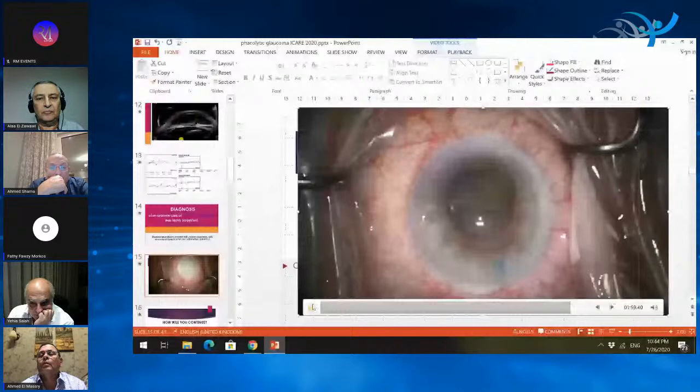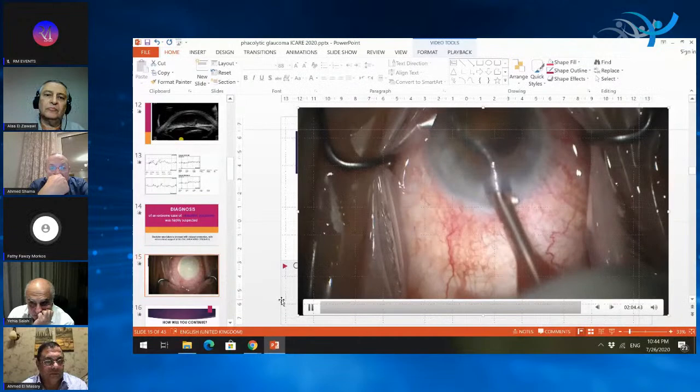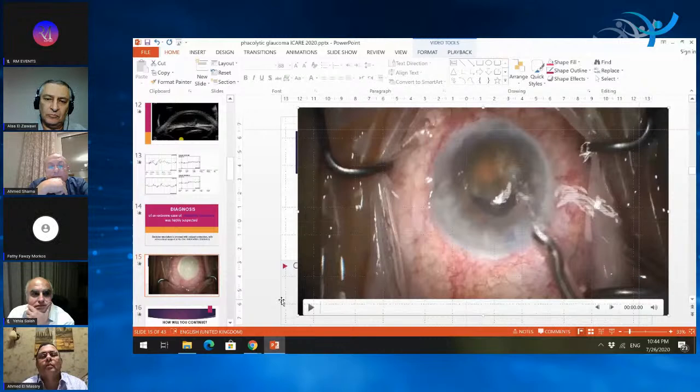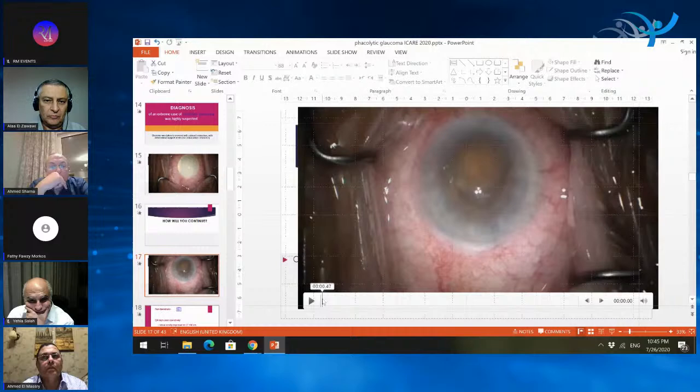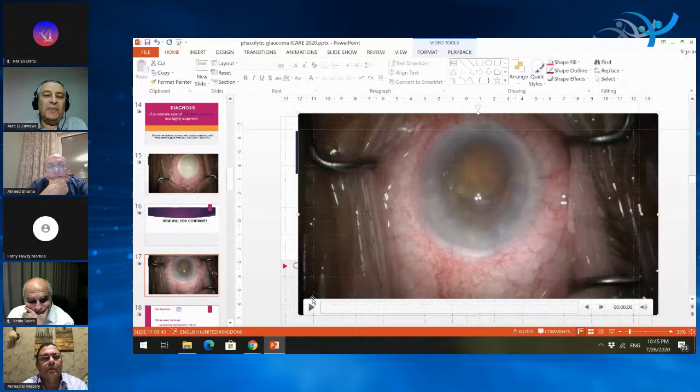Now trying to emulsify this small endonucleus, actually it was rock hard. And what is more difficult, actually it had no posterior support. So how would we continue? Is it a question for the panelists, Dr. Fathy, or? No, I will go ahead.